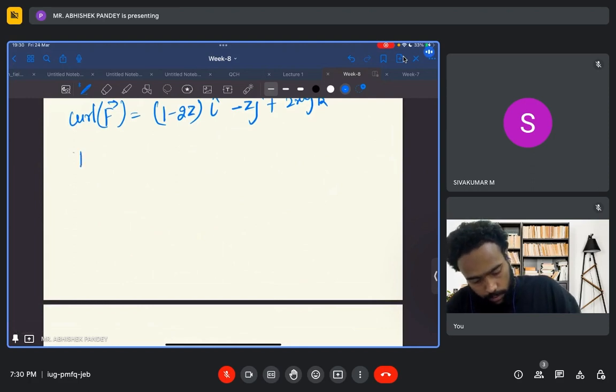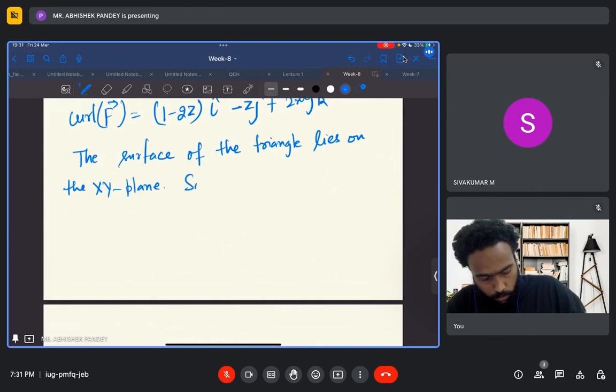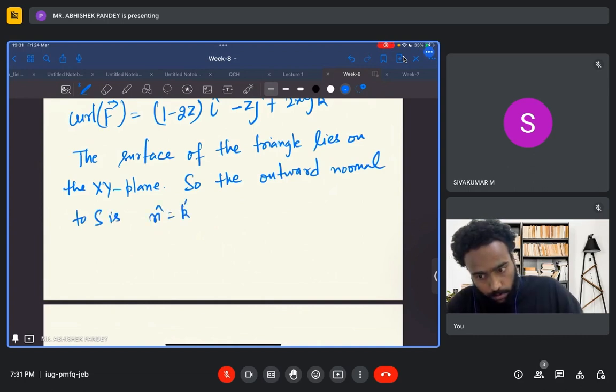Let me write it. The surface of the triangle lies on the xy plane, so the outward normal to S, n cap, is equal to k cap.